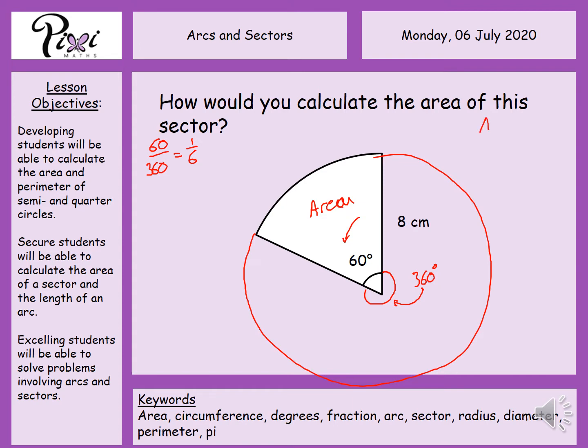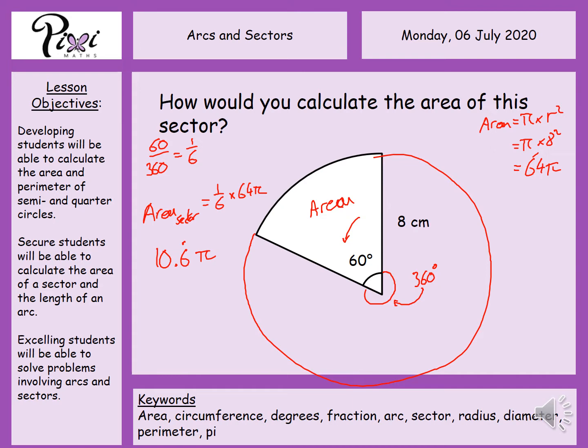Okay, so same idea again, let's work out the area of the full shape. So we're going to do pi times radius squared, so there's pi times 8 squared, so that is 64 pi. So that is the area of the full circle, but we want a sixth of that. So the area of our sector is 1/6 of 64 pi. So that'll be 10.6 recurring pi. So that'll be, just get my calculator.